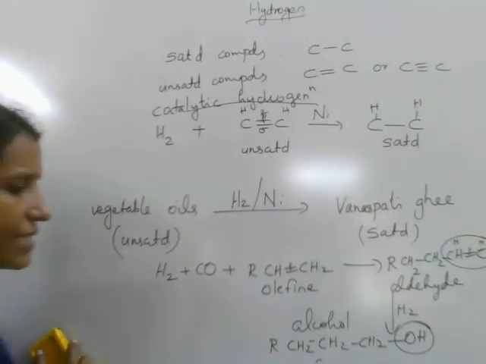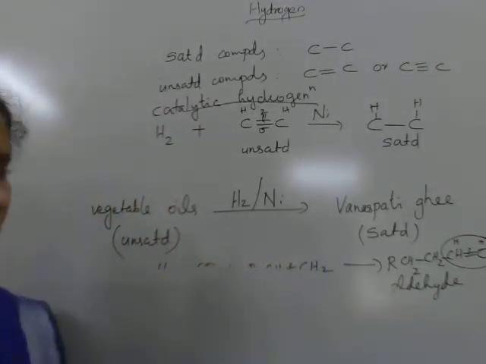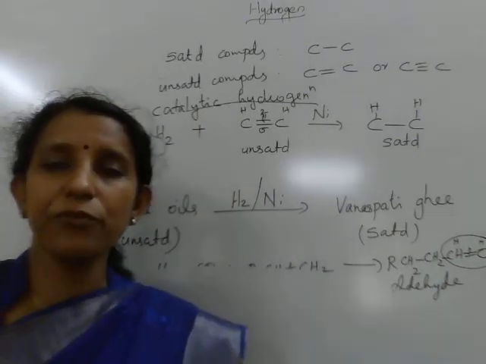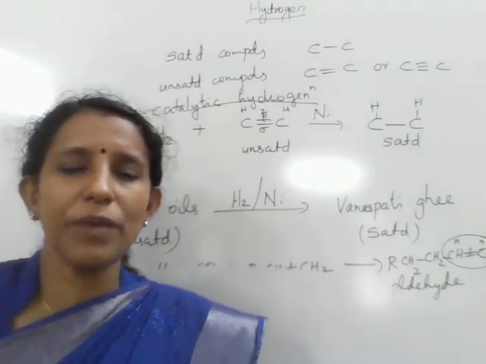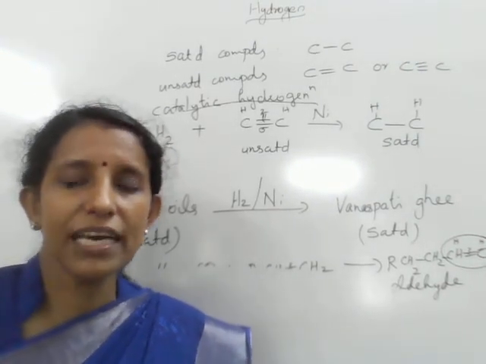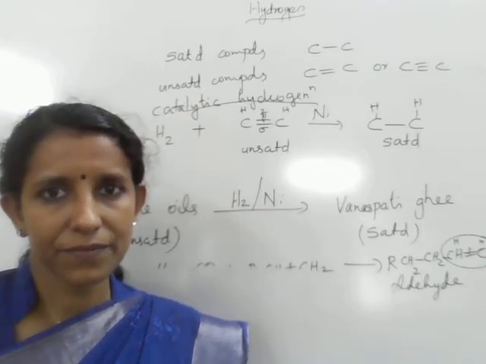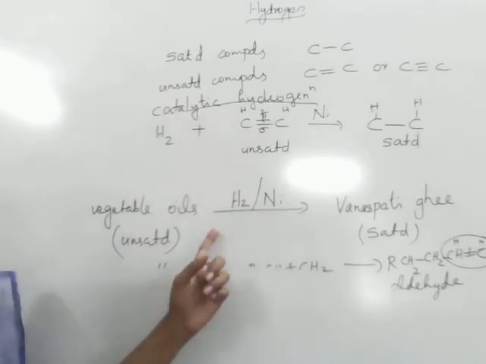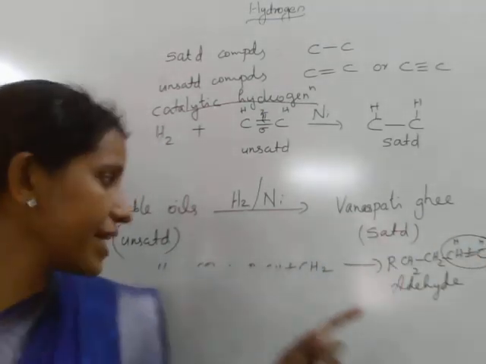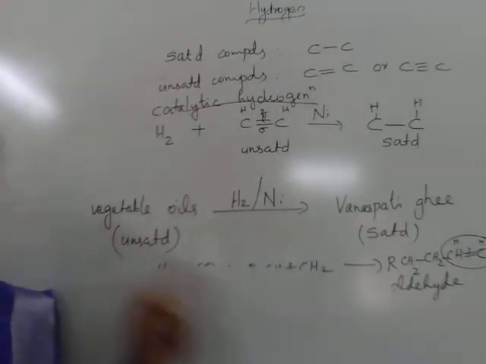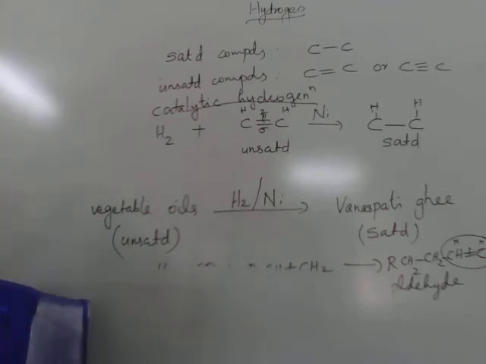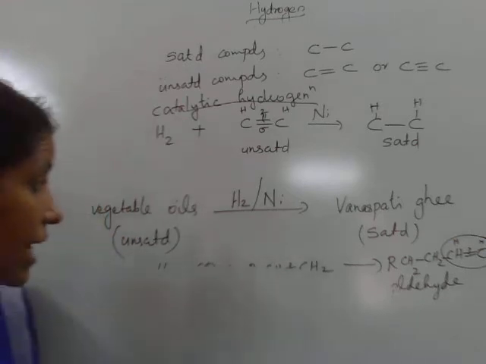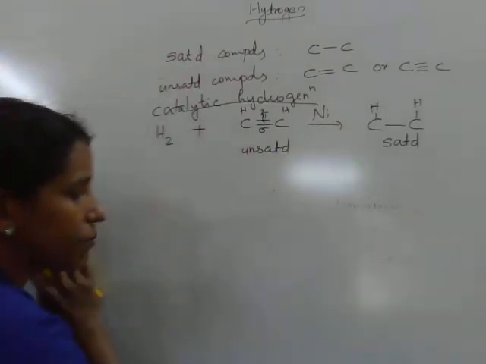Now let us discuss a few uses of dihydrogen. Some of the uses we already discussed. Dihydrogen is used in the manufacture of ammonia in the Haber process. Ammonia is further used for the manufacture of ammonium salts as fertilizers. Dihydrogen is used in the manufacture of Vanaspati ghee by hydrogenation of vegetable oils. Dihydrogen is also used in the manufacture of organic compounds like methyl alcohol, which is an industrially important compound.